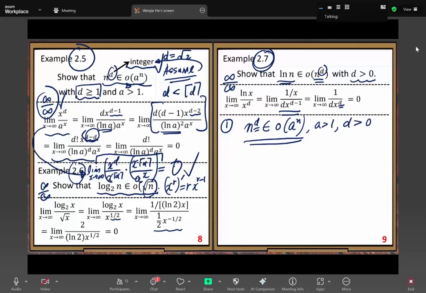So now we apply this result without hesitation. We just apply it. All right, so now let me show you the way I apply it.